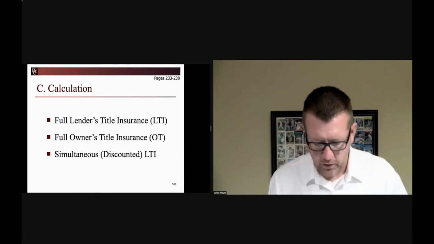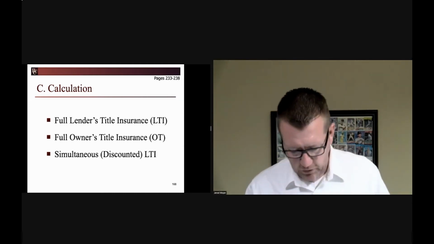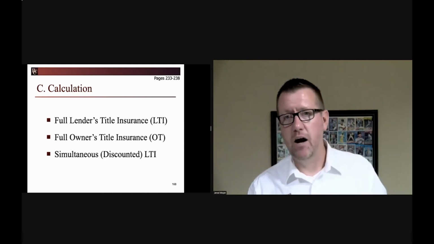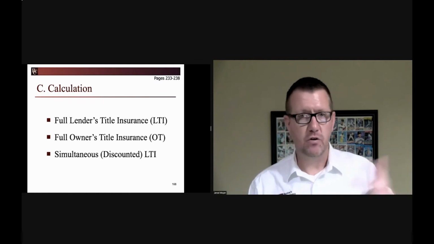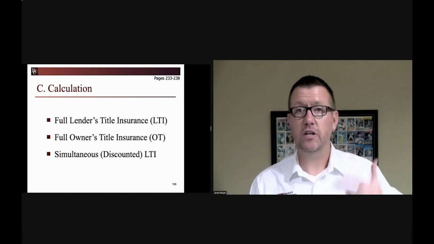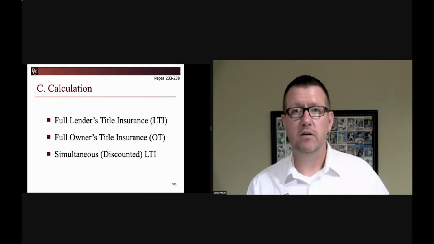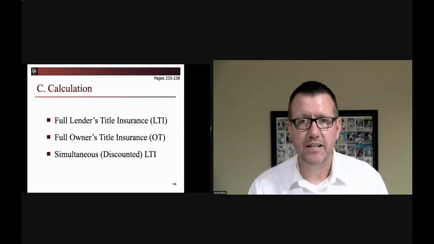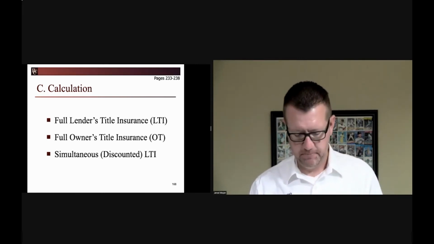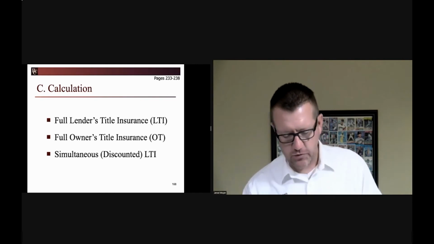Page 234, example number 2, middle of the page. If there's no discount for buying both lender's and owner's title insurance at the same time, you're just going to disclose, here's lender's, here's owner's, there's no discount. It is what it is. So there's no fancy calculation to accommodate. We skip ahead to page 236.